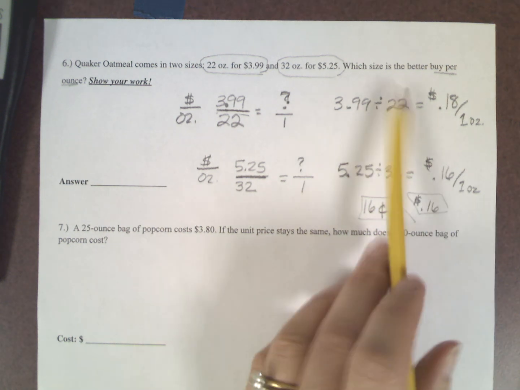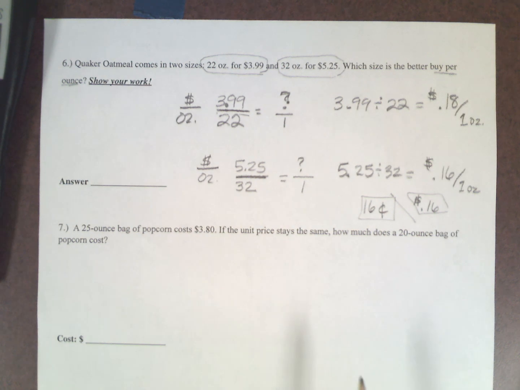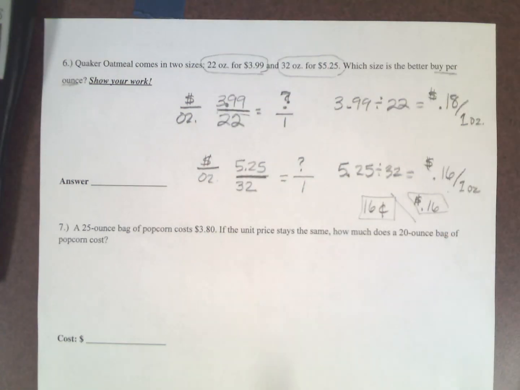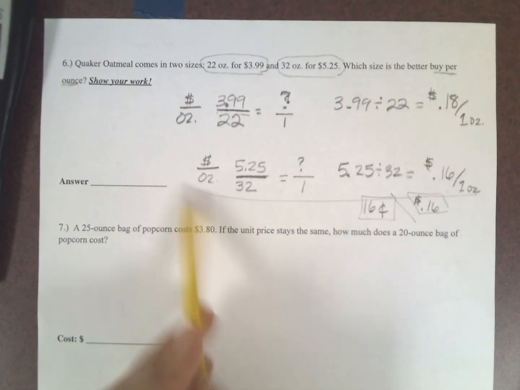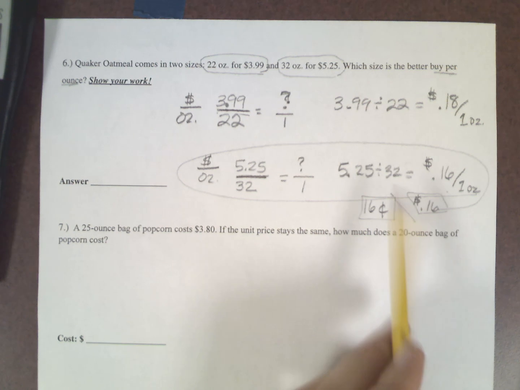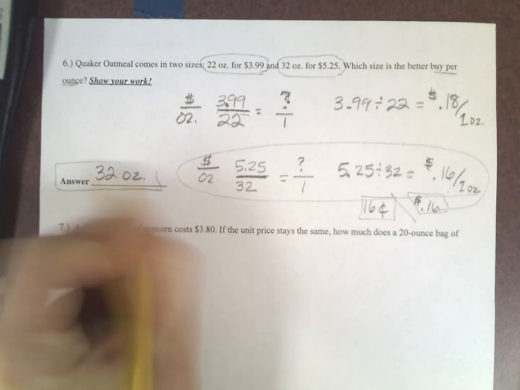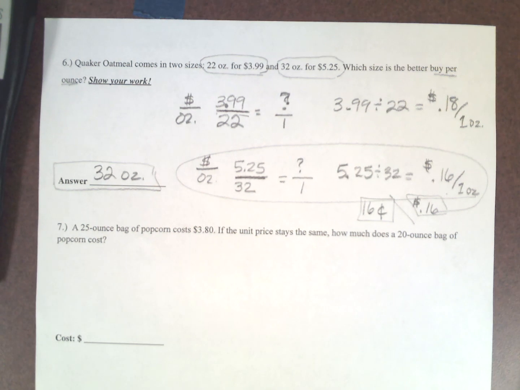So the question says, what is the better buy per ounce? Remember, better buy is the one that is cheaper per ounce. So which one is cheaper per ounce, 16 or 18 cents? In this case, I hope you're saying the 16 cents is cheaper, so the 32 ounces is the better buy. Most times the bigger option will be the better buy, but not always. It's always important to do the math.